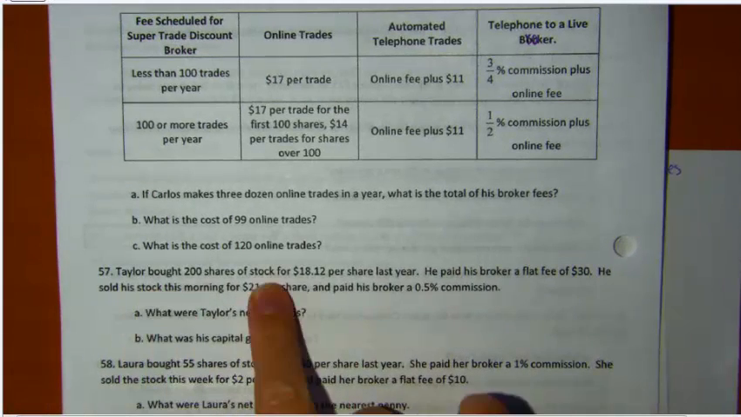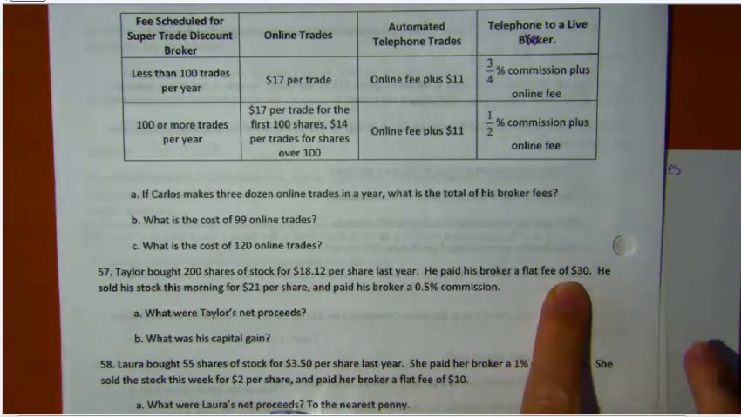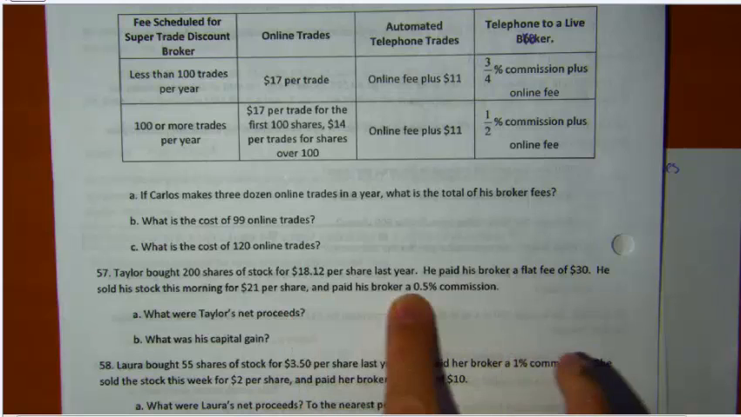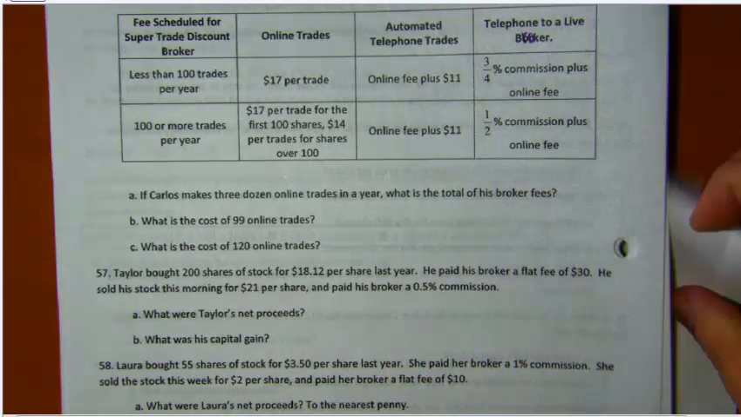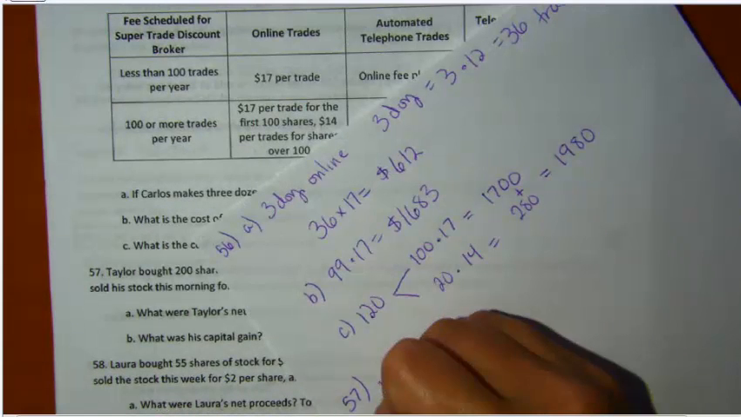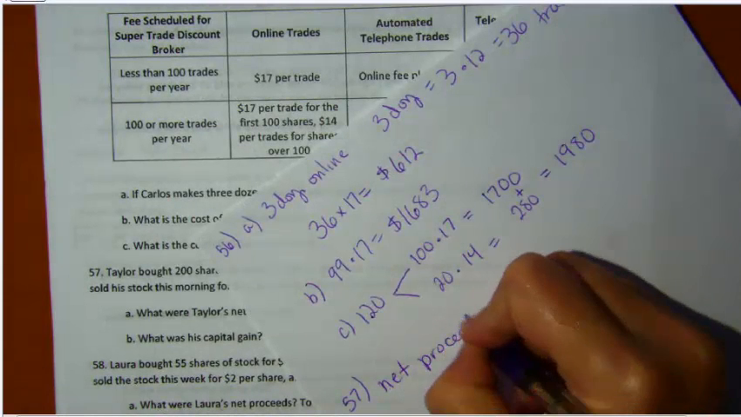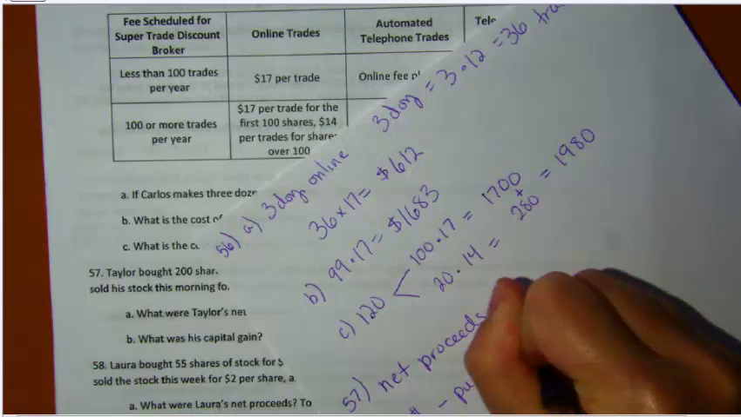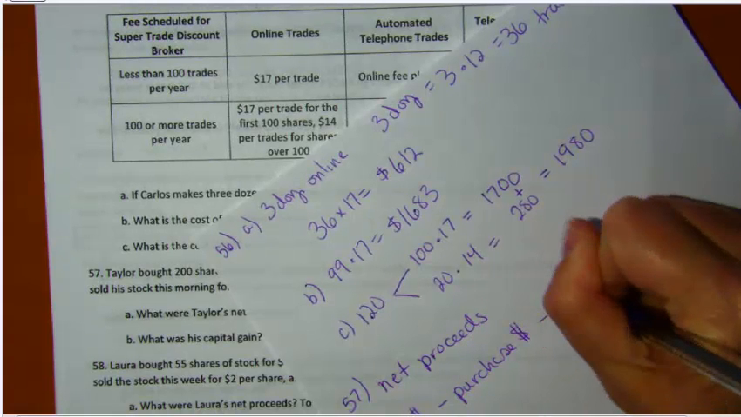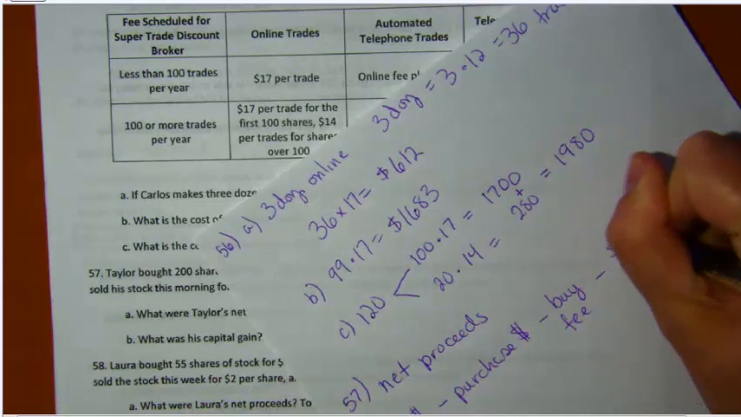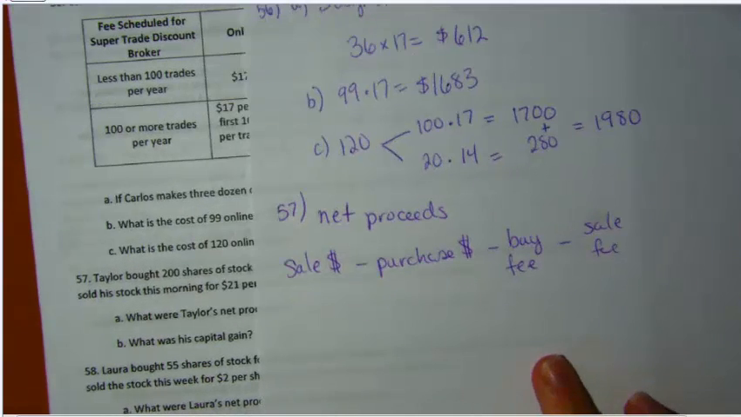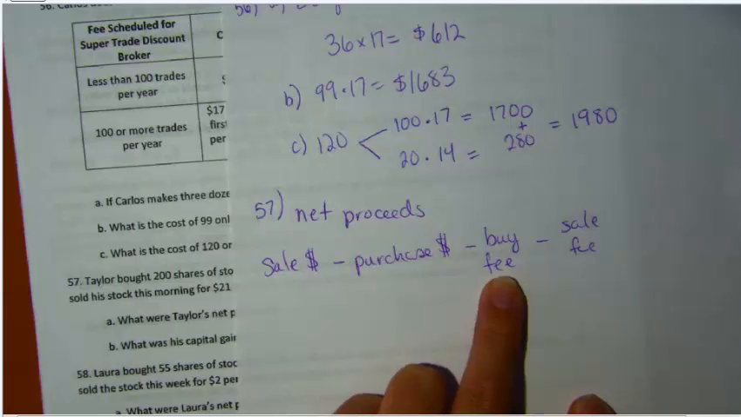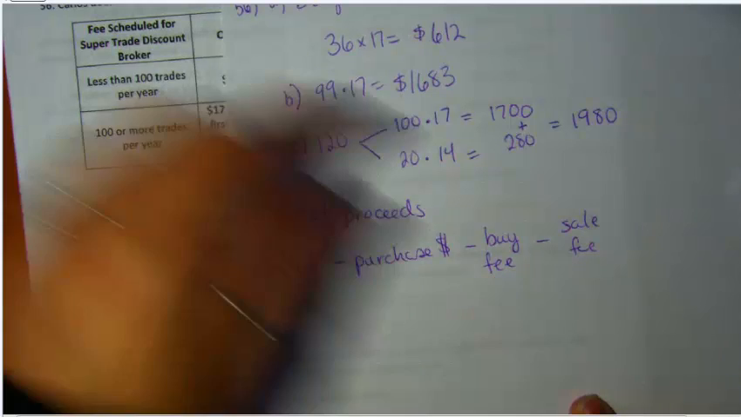Okay, so we've got 200 shares of stock that were purchased, flat fee of $30. Sold stock this morning for $21 per share, 0.5% commission. Net proceeds are the sale price minus the purchase price minus the fee that you paid when you bought it minus the fee you paid when you sell it.